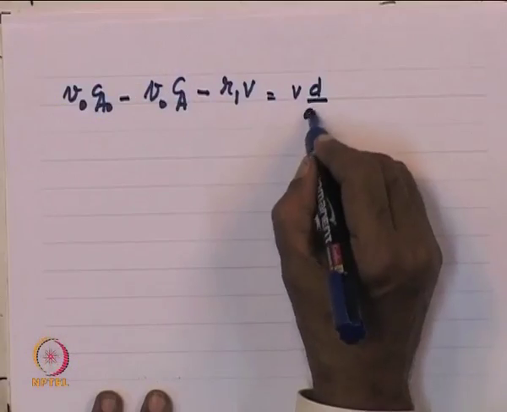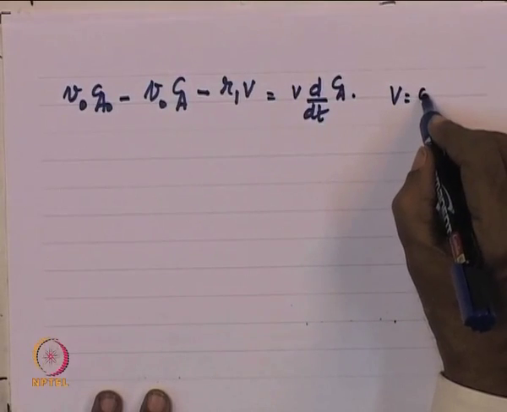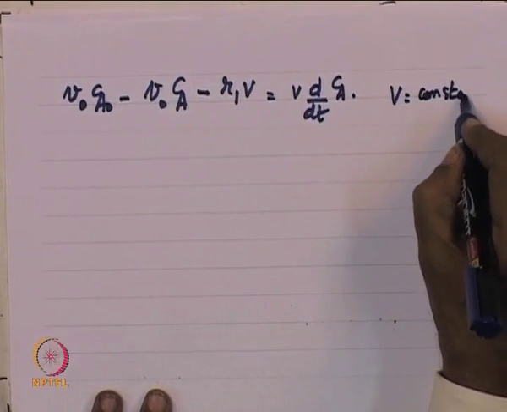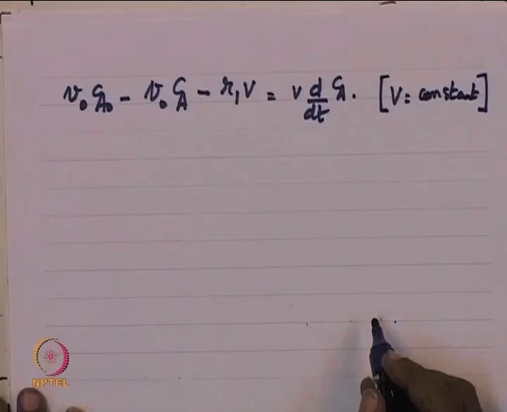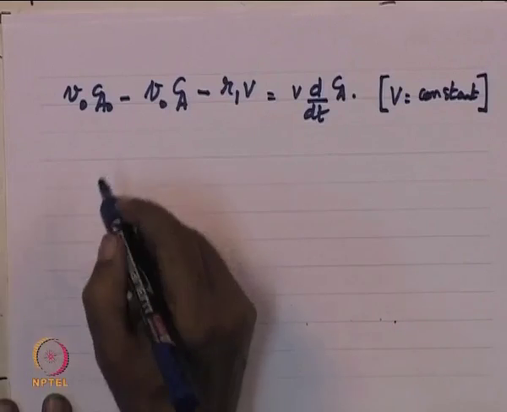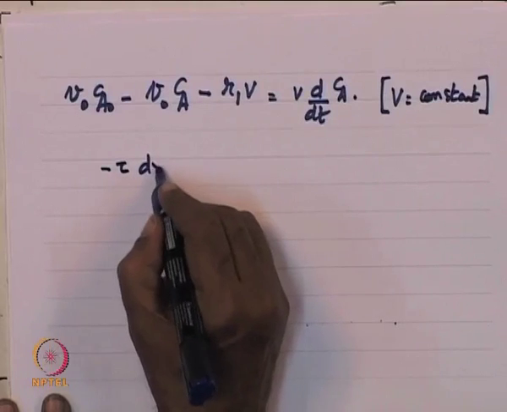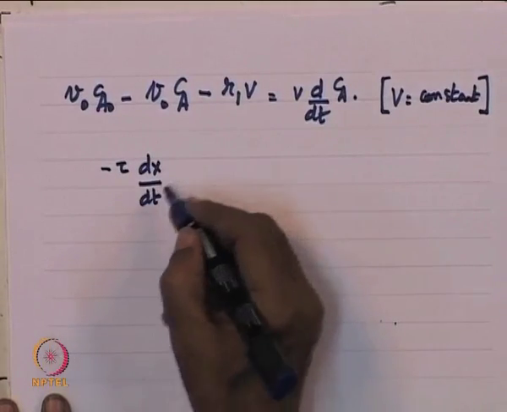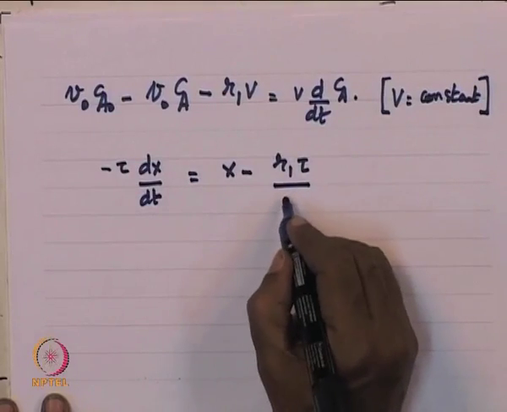So, this becomes equal to V times d by dt of C A, with V assumed constant. What we are saying is that the equipment where we conduct the reaction, that volume does not change during the reaction. So, we can simplify this and write it as minus tau dx dt equal to x minus R 1 tau divided by C A 0.